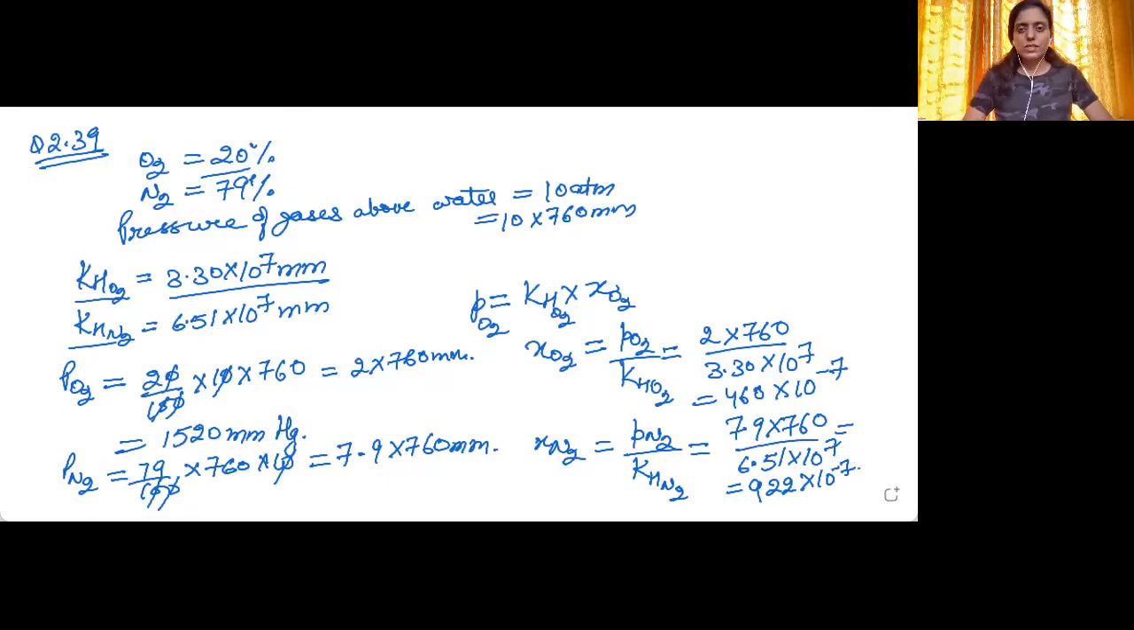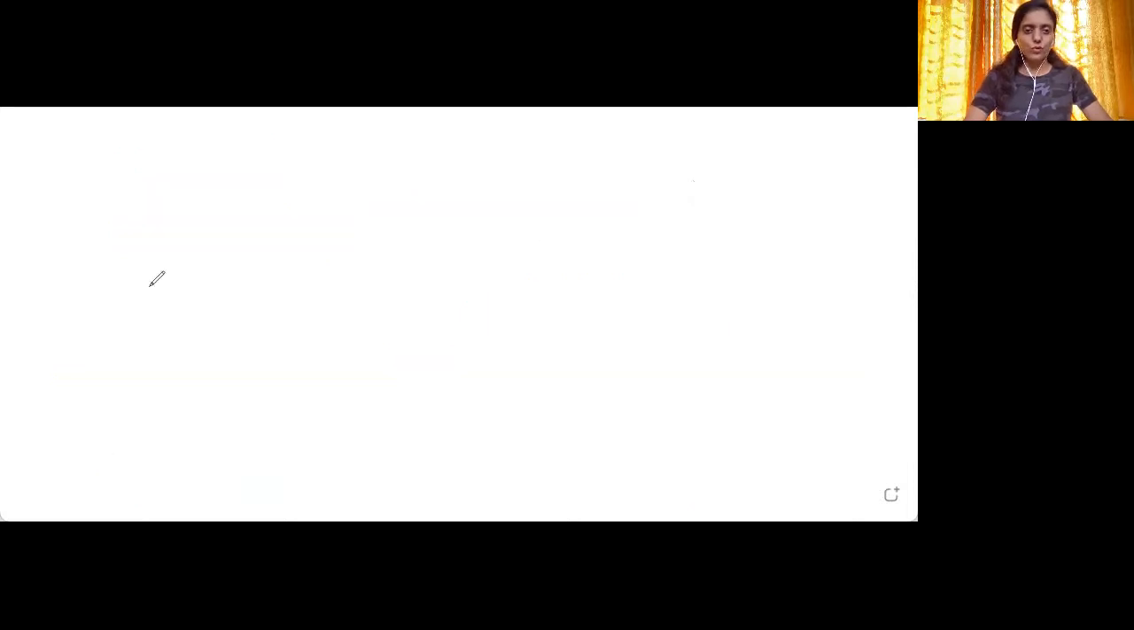Okay, so let's now move into the next question, that is question number 2.40. Chapter is solutions, 12th class NCERT back exercise. Determine the amount of calcium chloride, van't Hoff factor for which has been given to be equal to 2.47, dissolved in 2.5 liter of water.